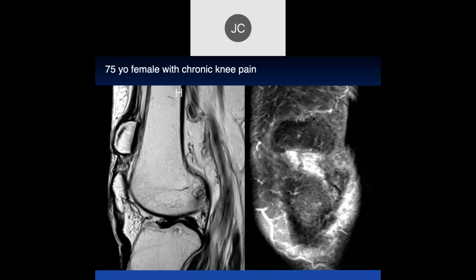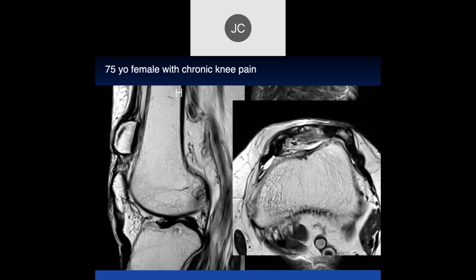Sagittal. So you have two separate pieces of the patella. Here's the axial right through this area. So what are we dealing with here? Looks like a normal knee to me.